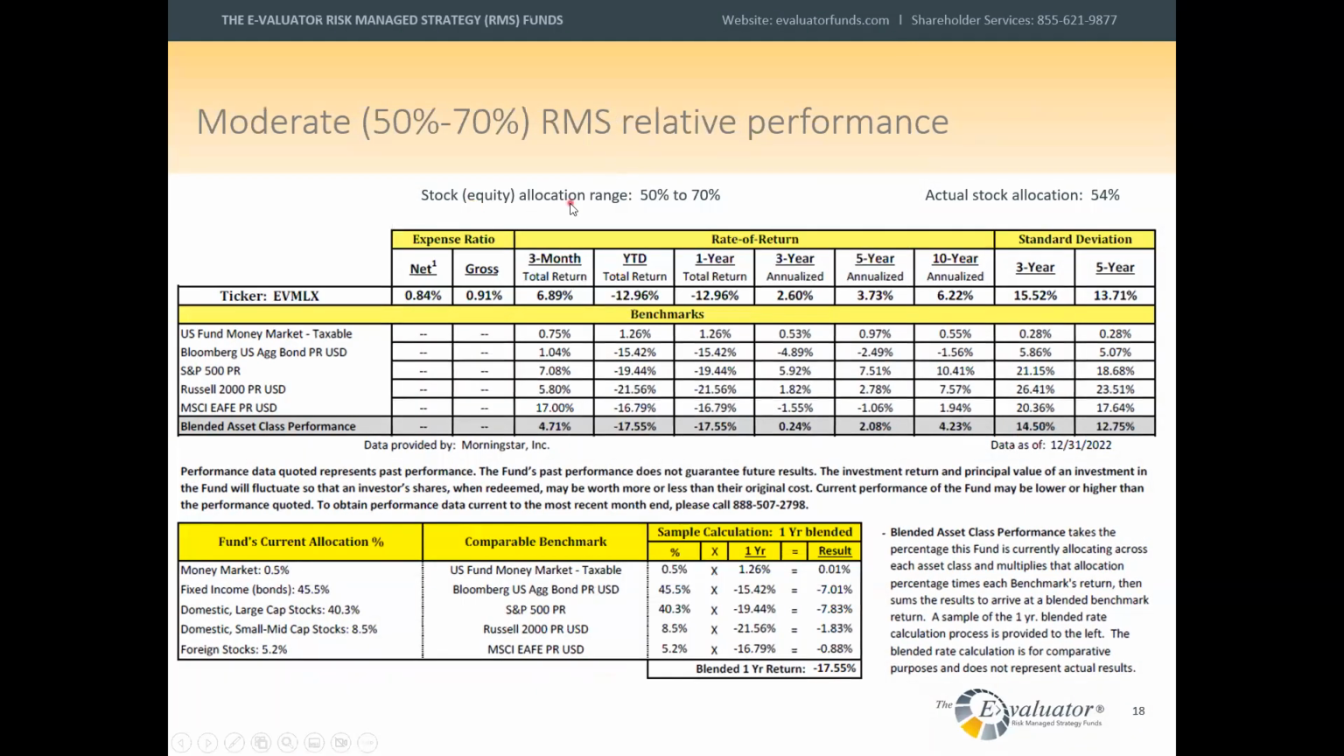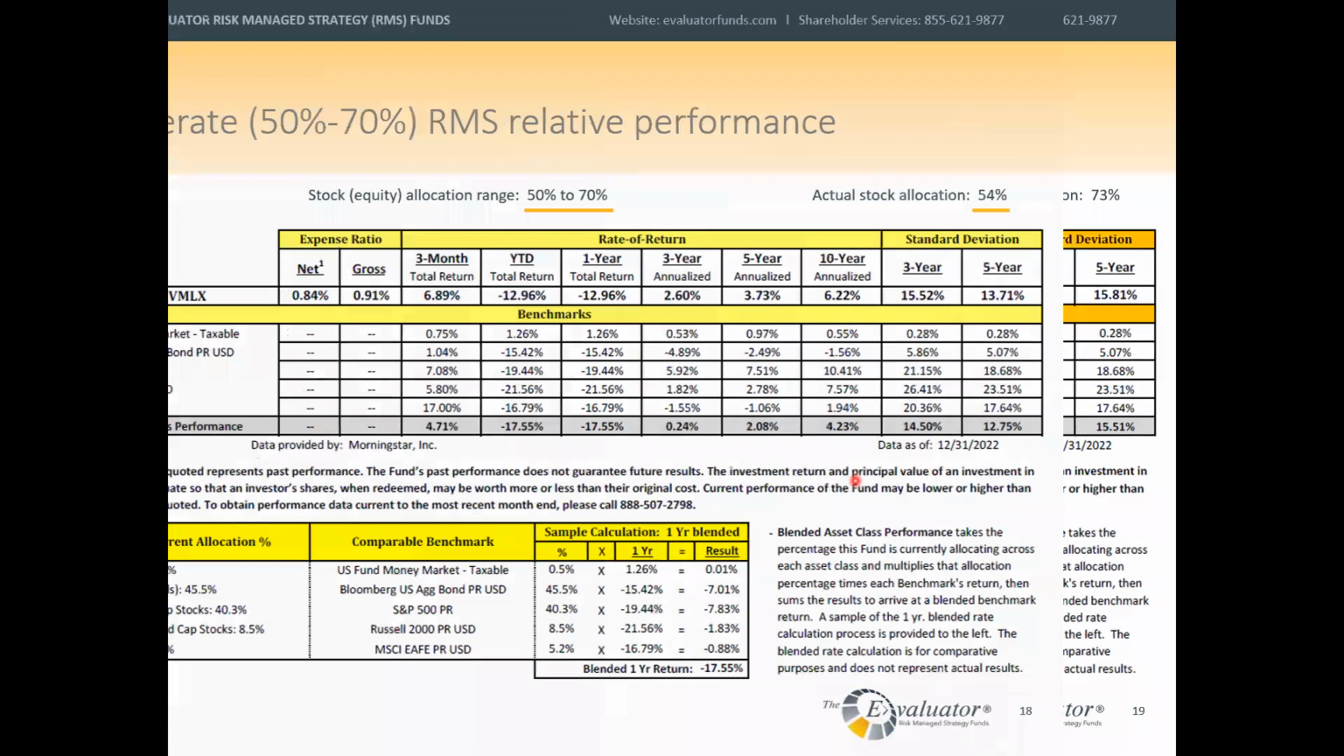The moderate will always have at least 50% in stocks, never more than 70, currently at 54. 1-year return negative 12.96, compared to negative 17 in a pro rata asset allocation across these 5 asset classes. 3-year per year 2.6 compared to 0.24. 5-year 3.73 compared to 2.8. 10 years 6.2 compared to 4.2. So again, very good performance relative to the benchmark identical asset allocation.